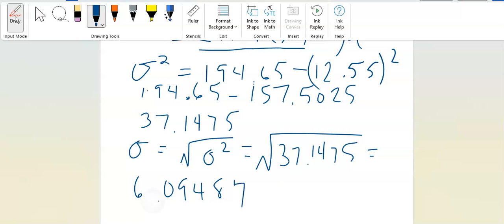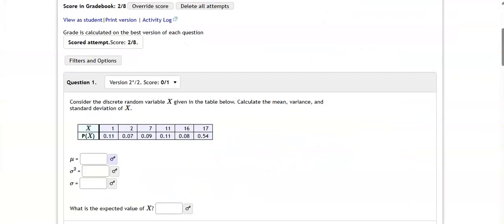6.09487. Now it probably only says to take it to 3 decimal places or so, so I'll just go out a few decimals there. Probably 6.095 is what they want, depending on what it said back here. We can check that. Let's see. It did not say, so let's just check. They're going 4 decimal places from the look of it. You can probably put in 4 decimal places and it'll be fine.